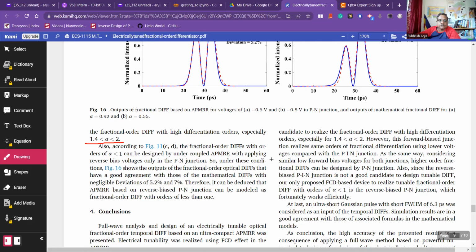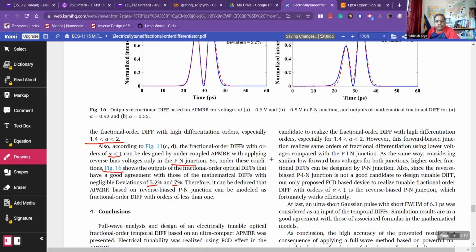With fractional order differentiator with order of alpha less than 1 can be designed by undercoupled APMRR with applying reverse bias voltage only in the PN junction. So, under these conditions, figure 60 shows the output of a fractional order optical differentiator that have a good agreement with those of the mathematical differentiator with negligible deviation of 5.2 and 7%.